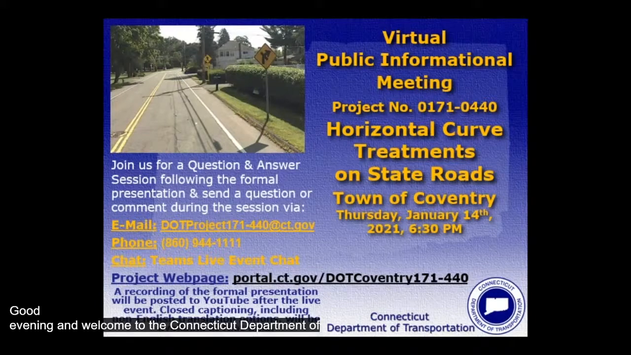Good evening and welcome to the Connecticut Department of Transportation's Public Information Meeting for State Project 171-440. This project is a signing project that will install horizontal curve warning signs at approximately 830 curves on state roads across 36 municipalities in central Connecticut.